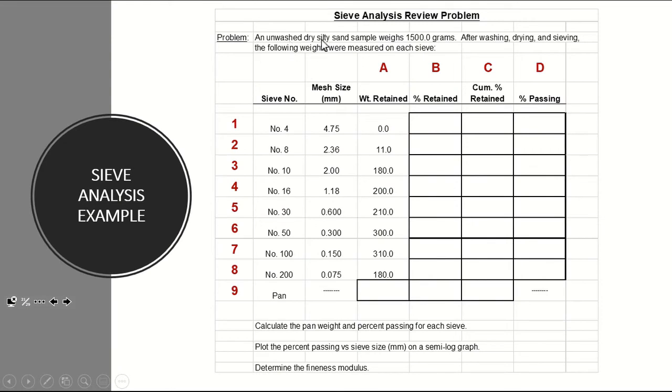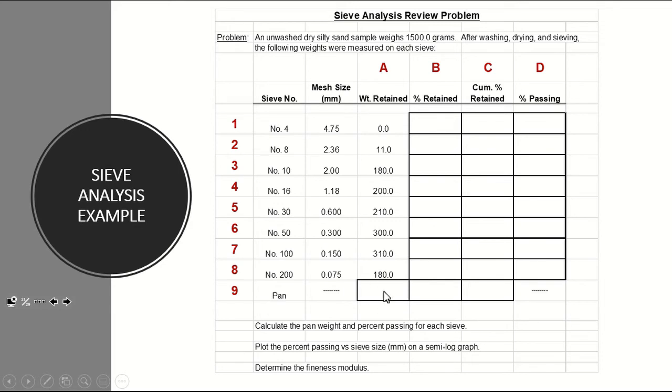An unwashed dry silty sand sample weighs 1,500 grams. After washing, drying, and sieving, the following weights are measured on each sieve. Basically, each of these sieves, we dump it out and we weigh it on a scale. Now, calculate the pan weight and percent passing for each sieve. You notice there's a blank spot here on the pan.